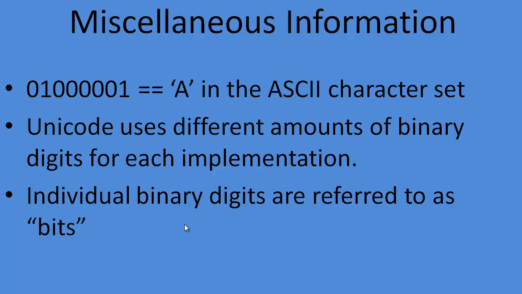Individual binary digits are referred to as a bit or bits because you're not going to just say binary digit a bunch of times. Bit is just your unit that you use for binary. Each one of these numbers up here is 1 bit, and it takes 8 of them to make a byte.